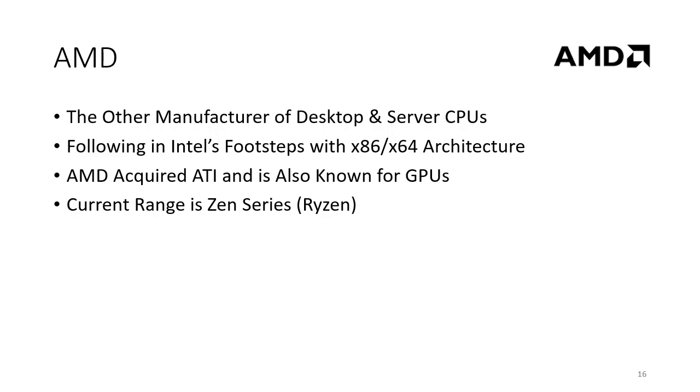So AMD is the other manufacturer of desktop and server CPUs. Becoming popular, there's often a leapfrogging type approach from AMD to Intel. So you'll see an Intel revolution one year, and the following year AMD catch up and overtake, and then the following year it goes back to Intel and so on. So it's worth keeping up with both of them.